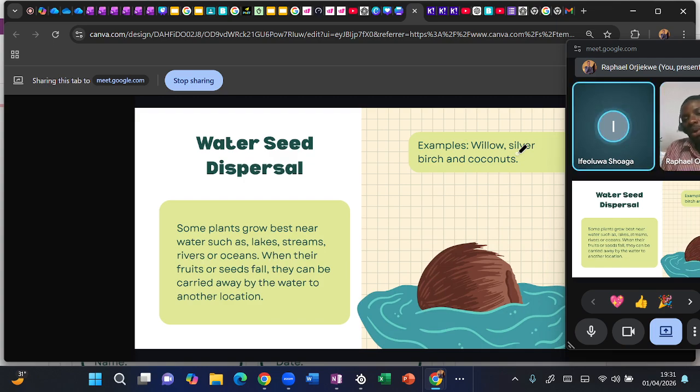No. Then the water seed dispersal. Here water pushes the seeds to different locations, like the willow, the silverbird, and the coconut. The water can push them through the streams, the rivers, and all of that, to different locations for them to grow.